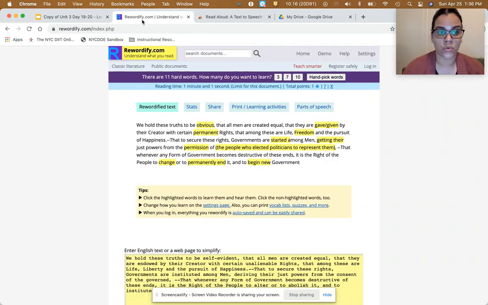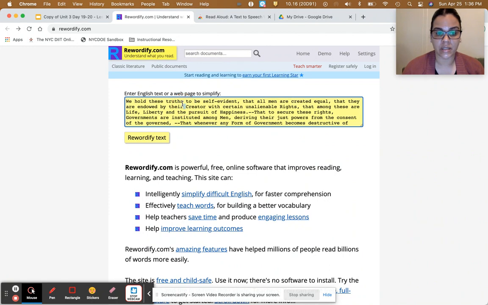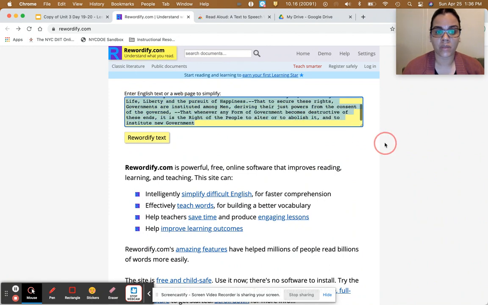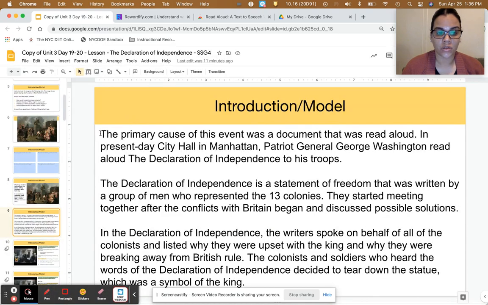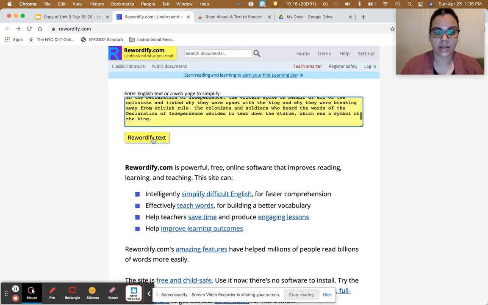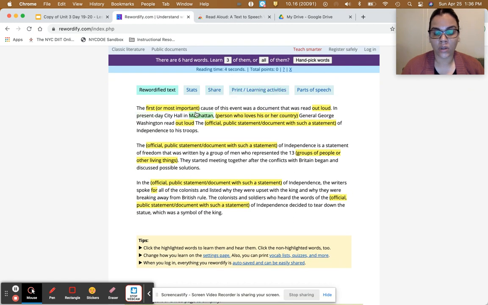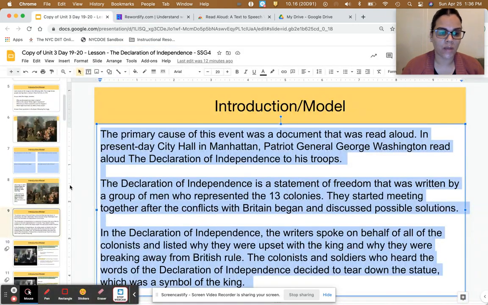Or a really great tool that was suggested in the notes section of this lesson is Rewordify.com, where students can copy the entire text, paste it, and rewordify the text, and it will show the text with highlighted portions that help scaffold students' reading so that they can understand what the text is mostly about. So those are two options for giving students access to this grade level text.